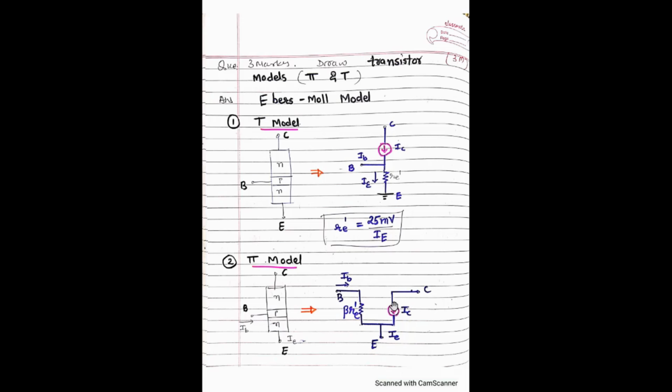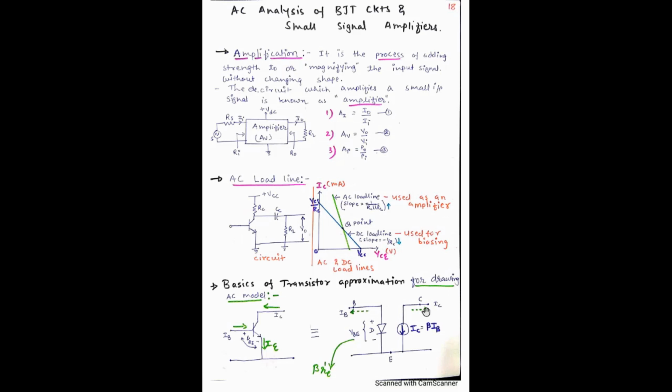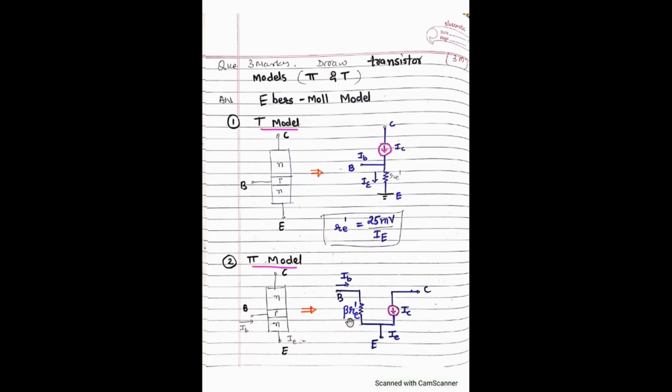Again, this is the inverted pi. You can assume this is the inverted pi. In these two branches of the pi, this is the input side and this is the output side. As per the transistor approximation that I have explained already, the input behaves like a diode, beta Re dash, and the output behaves like a constant current source. So this is the beta Re dash branch, and this is the constant current branch. This is the very simple and basic introduction of the two models, the T model and the pi model.